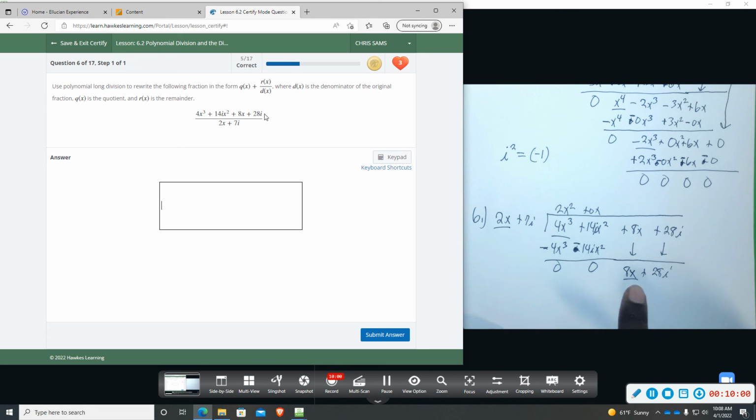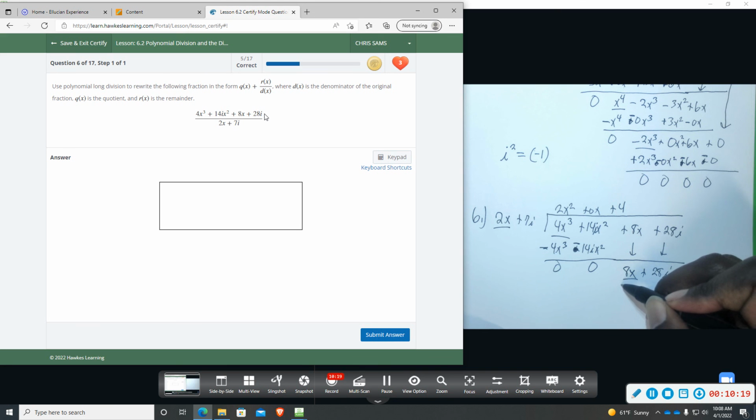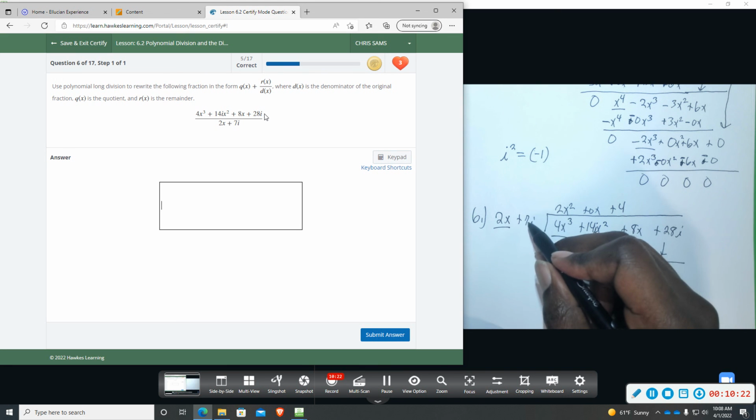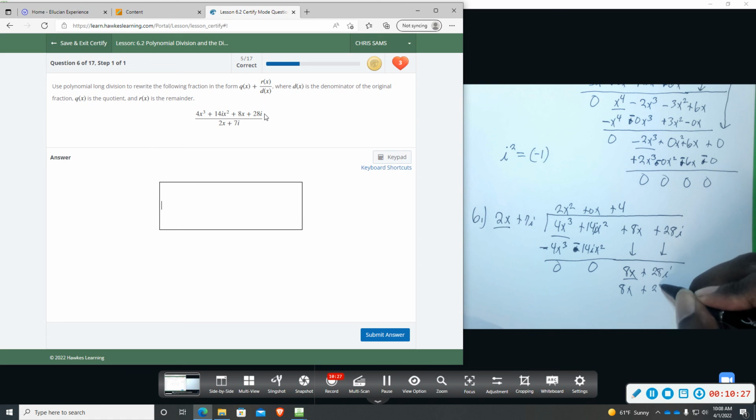So I want 2x and 8x to be the same. So 2 times 4 will give us 8. And then I have 1x, I need 1x, so we're good. Notice that we didn't get an x there because it got canceled out. Both things went to 0. So 4 times 2x will give us 8x. 4 times 7i will give us 28i. And then we will subtract or change the sign. And that goes to 0, and that also goes to 0.